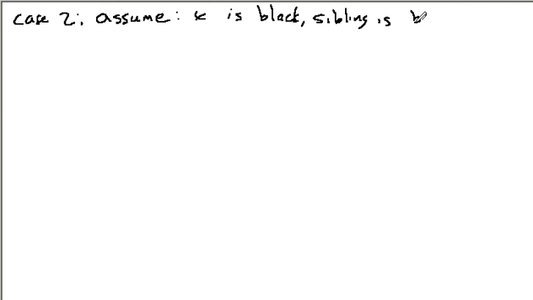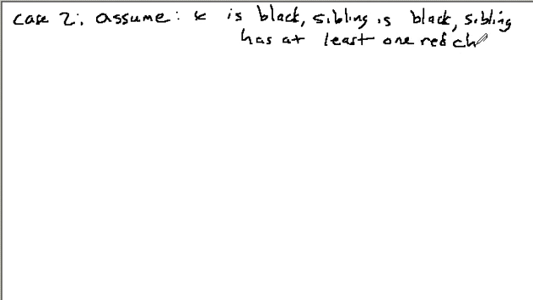Case 2. So our assumptions are, if we're hitting this case, we know then x is black, sibling is black, and now we also know sibling has at least 1 red child, perhaps 2.